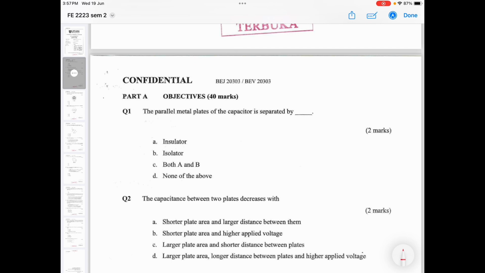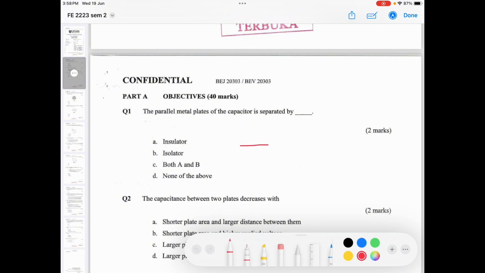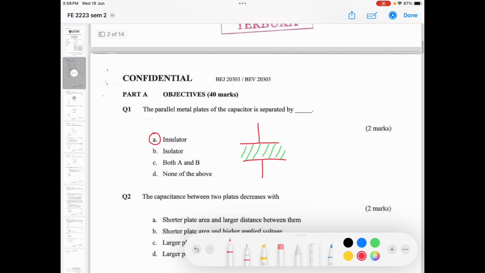Okay, so the parallel metal plate capacitors, right? So this is a capacitor. So a parallel metal plate capacitor looks like this. Okay, it is separated by, meaning you want to define what is the material in between the capacitor. So the answer is insulator, or dielectric.